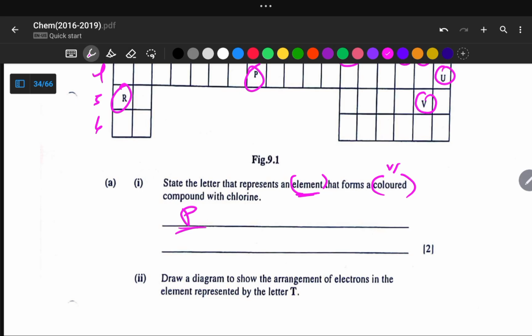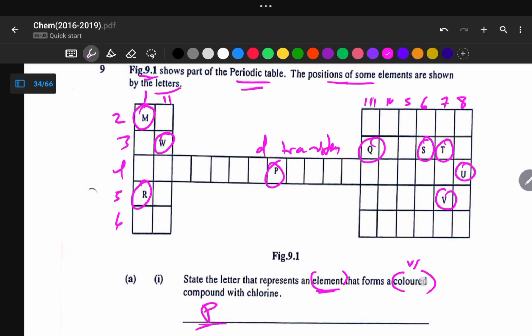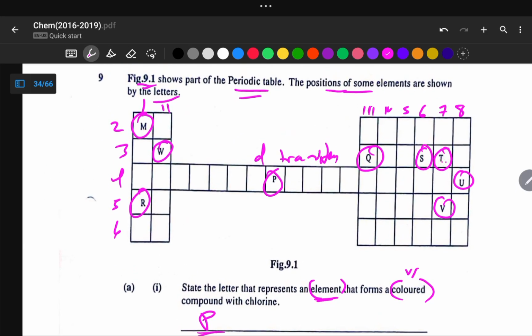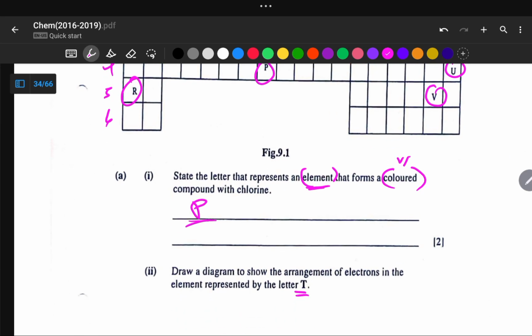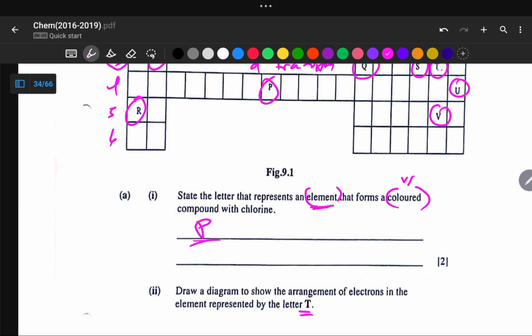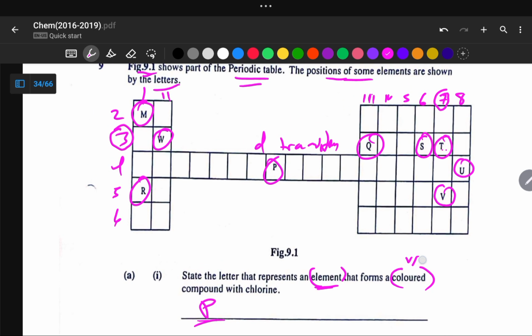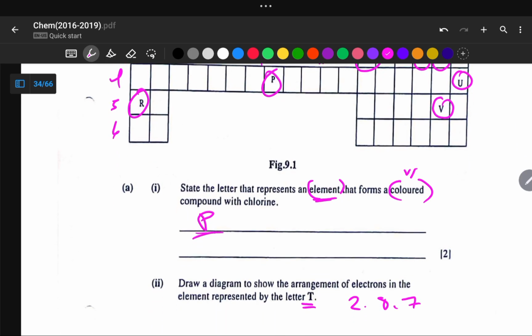And then draw a diagram to show the arrangement of electrons in the element represented by the letter T. Where is our T? So this one is our T. T is in period 3, meaning to say it is having 3 shells, and in group 7. So for the electronic configuration, we want to have 3 shells and then the last shell with 7 electrons, right? 3 shells, period 3, and then the last shell is having 7 electrons, and we are done.